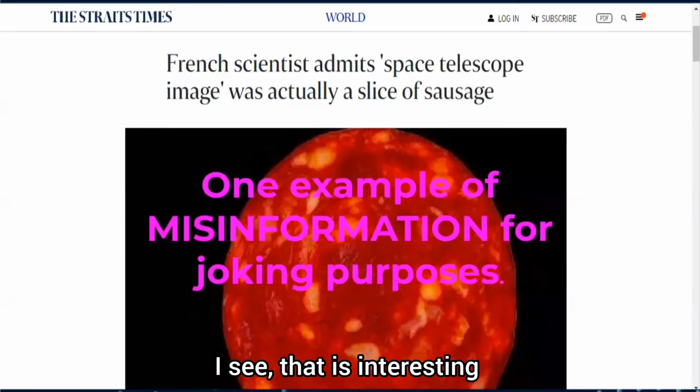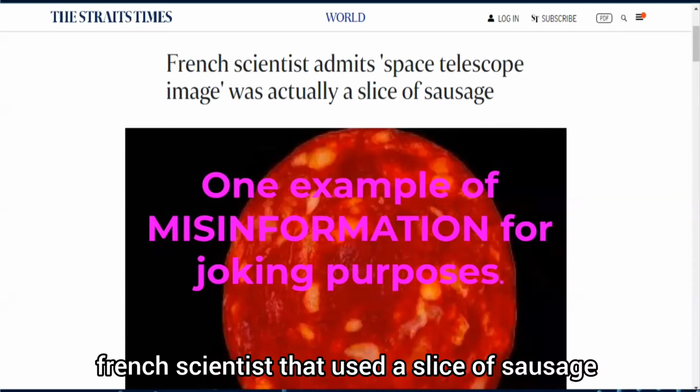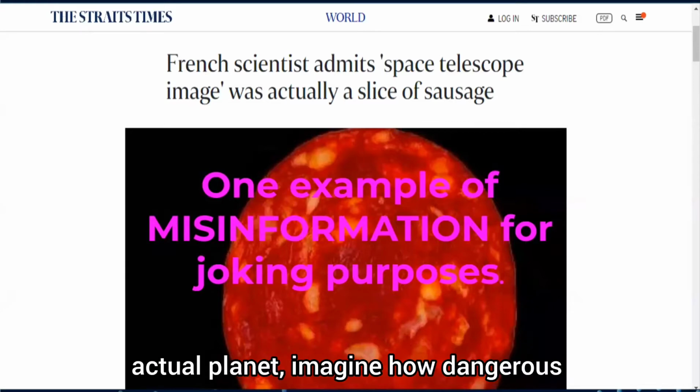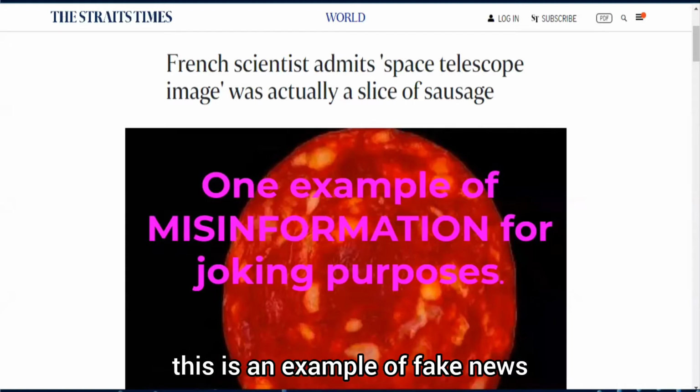I see, that's interesting. Well, one example of this is actually a French scientist that used a slice of sausage that tricked readers into believing it was an actual planet. Imagine how dangerous that could be if people actually believed. This is an example of fake news.